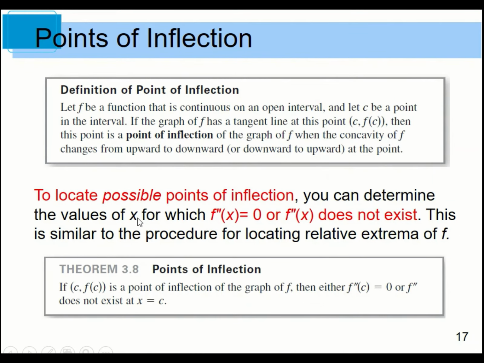Now, to locate the possible points of inflection, this is what we do. We let the second derivative be 0. So please take note that this is the second derivative. Let the second derivative be 0, or the second derivative f double prime does not exist.